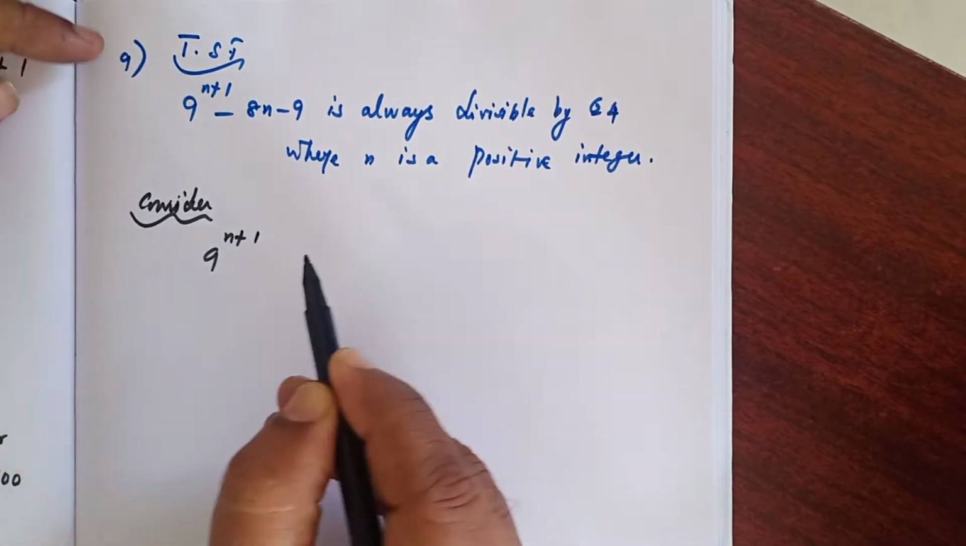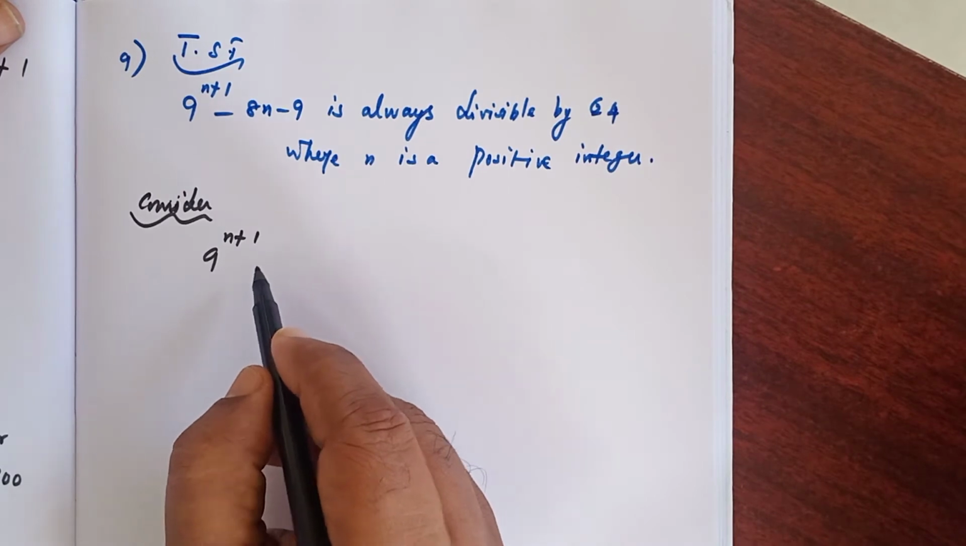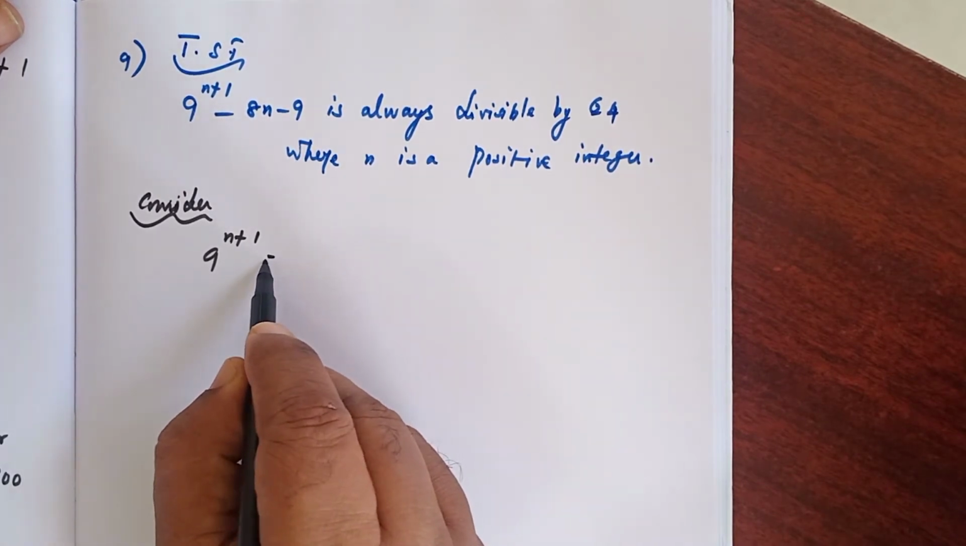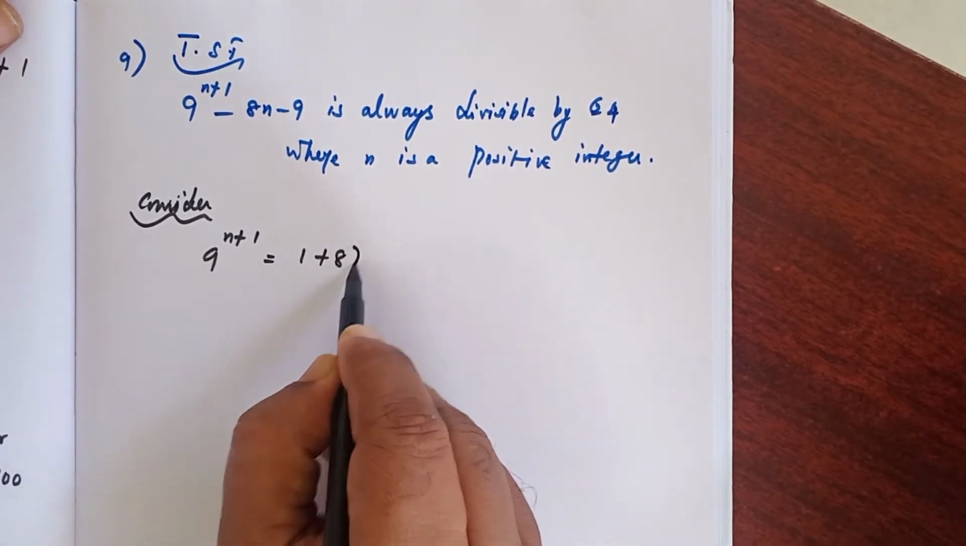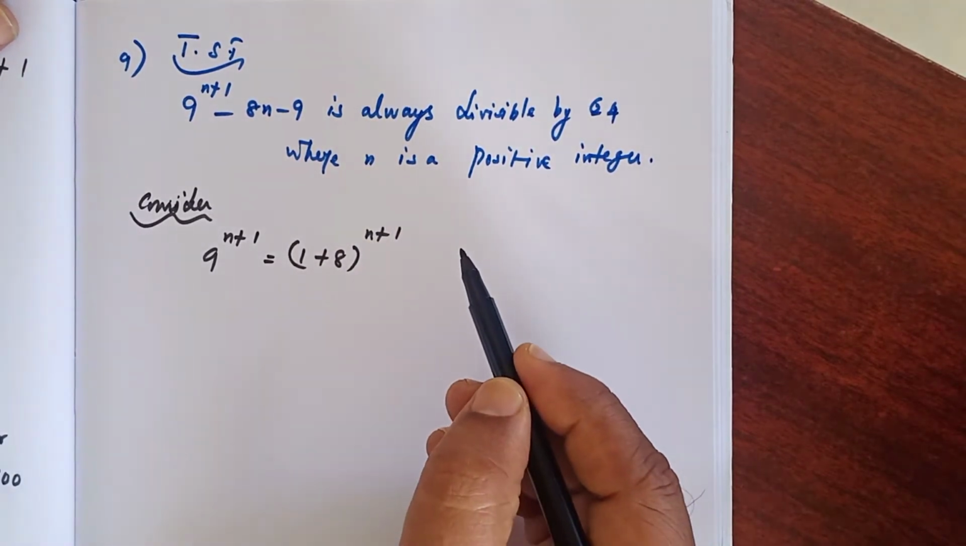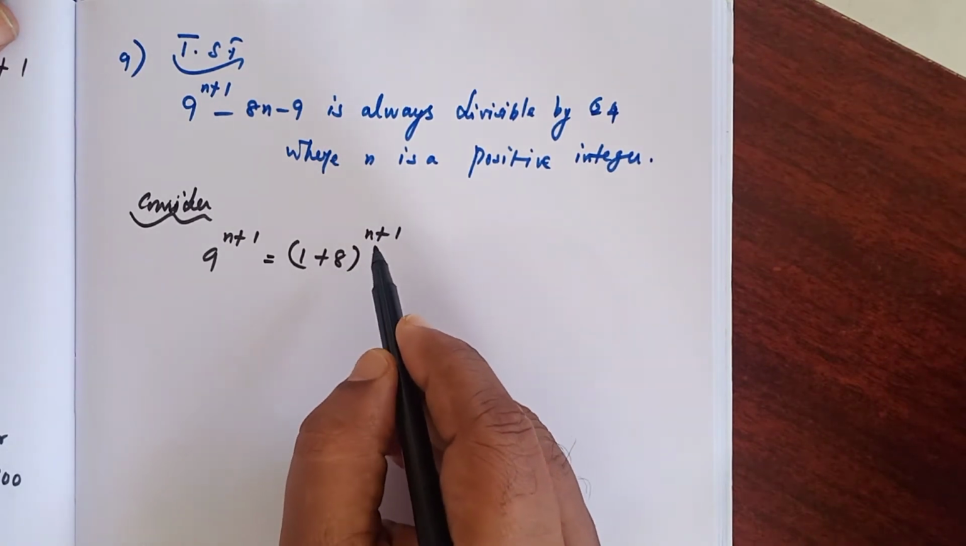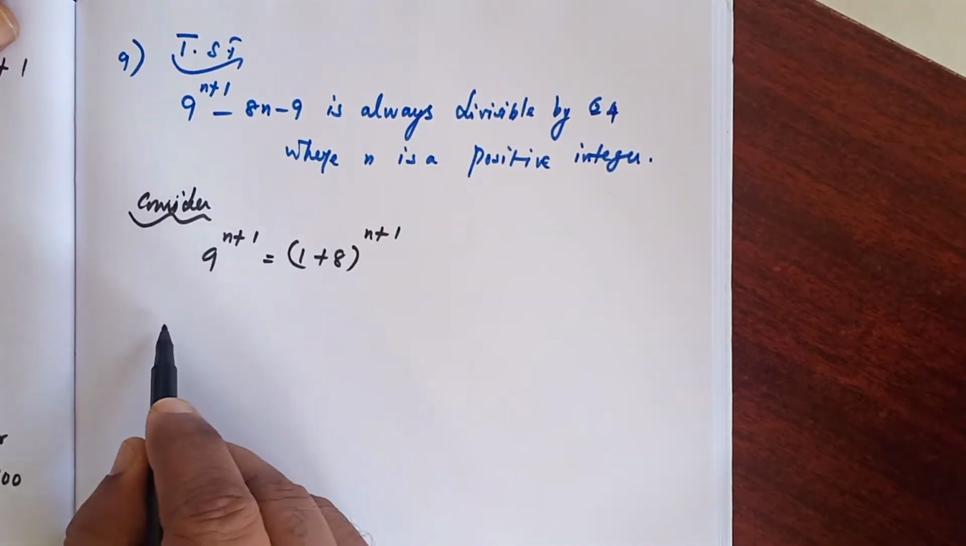Now consider 9 power n plus 1. 9 itself we can write 1 plus 8 or 8 plus 1. I write 1 plus 8 whole power n plus 1. Now this is of the form a plus b power n. Here we have n plus 1 in the power.